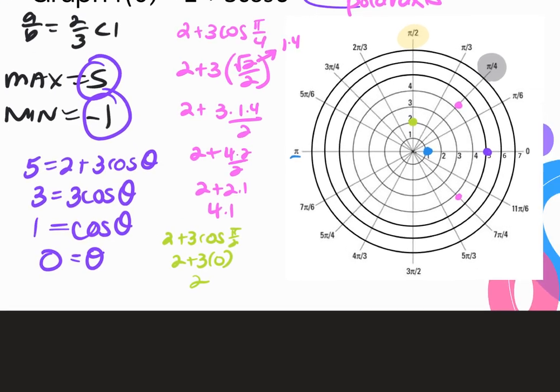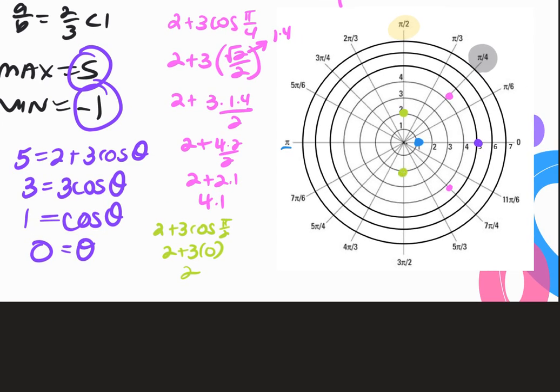So at pi over 2, it's 2, and at 3 pi over 2, it would also be 2. And now I would say I just probably need one more point to finish it out. So I'm going to plug in something from the 2nd quadrant. I'm going to split the difference again. So I'm going to plug in 3 pi over 4.